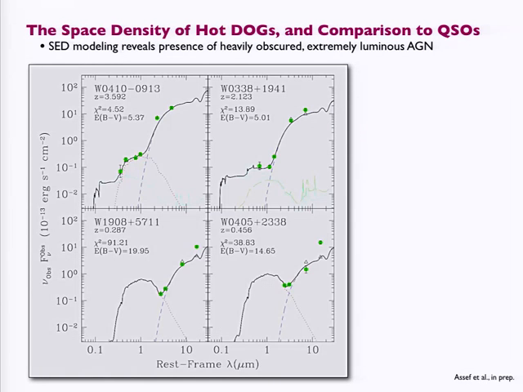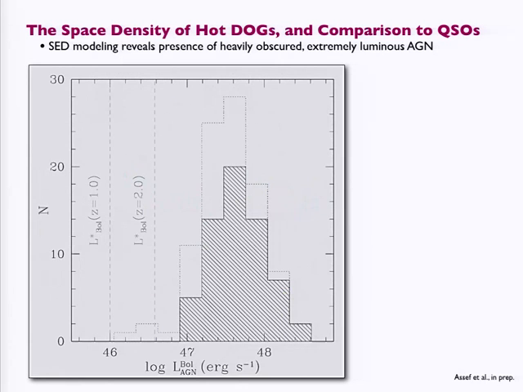And then finally, a paper that we're working on right now is trying to get at the demographics of them. Roberto is doing the SED modeling of them, similar to the plot I showed before. The SED modeling reveals the presence of a heavily obscured, extremely luminous AGN. This is work in progress, but here's the current bolometric luminosity distribution of the AGN. They're extremely luminous, 10^47, 10^48 ergs per second.